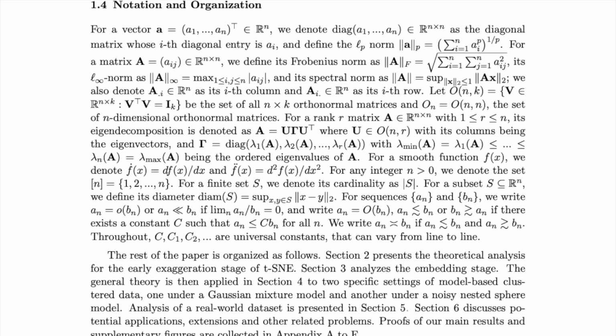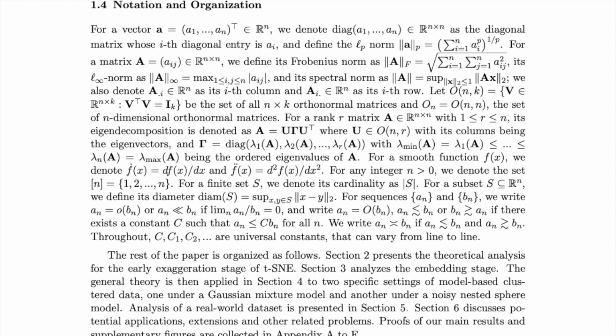Let O_{n,k} = {V ∈ R^{n×k}, V^T V = I_k} be the set of all n×k orthonormal matrices, and O_n = O_{n,n}, the set of n-dimensional orthonormal matrices. For a rank r matrix A ∈ R^{n×n} with 1 ≤ r ≤ n, its eigendecomposition is denoted as A = UΛU^T, where U ∈ O_n with its columns being the eigenvectors, and Λ = diag(λ_1(A), λ_2(A), ..., λ_r(A)), with λ_min(A) = λ_r(A) ≤ ... ≤ λ_1(A) = λ_max(A), being the ordered eigenvalues of A.